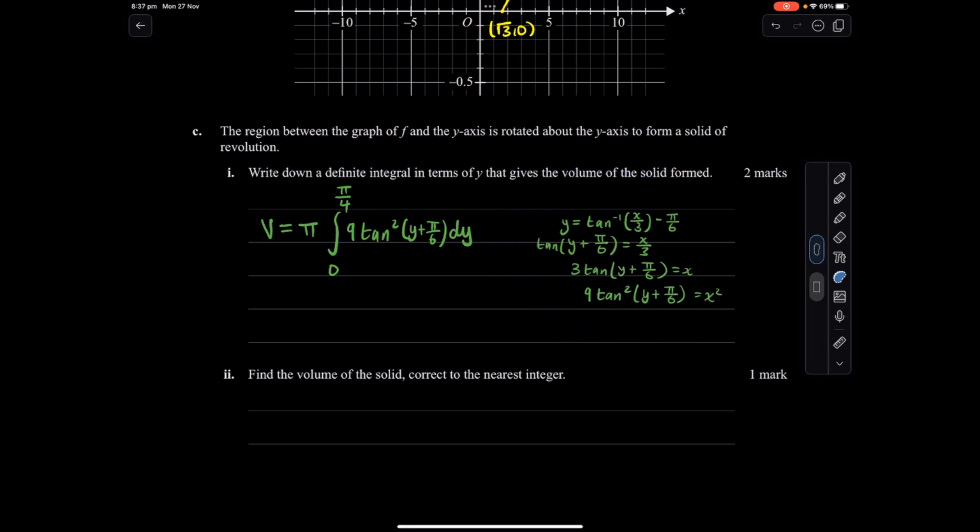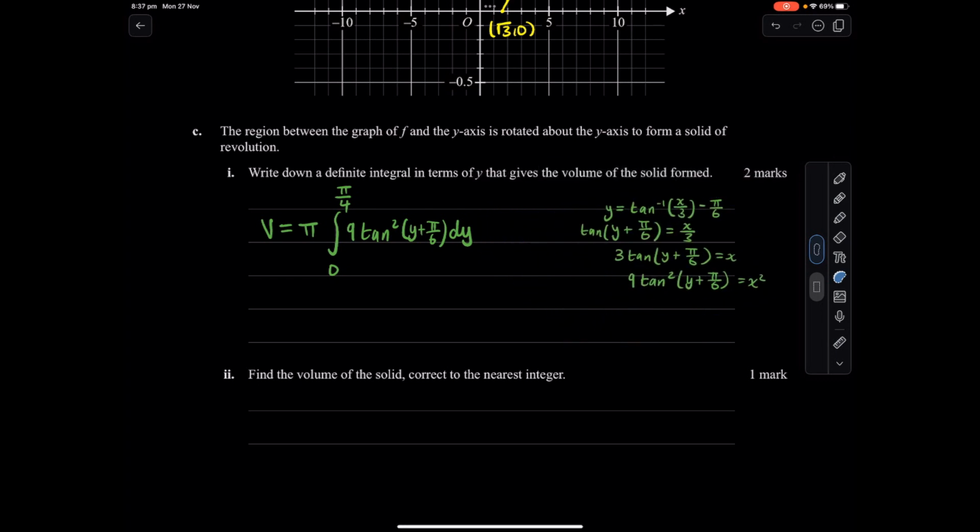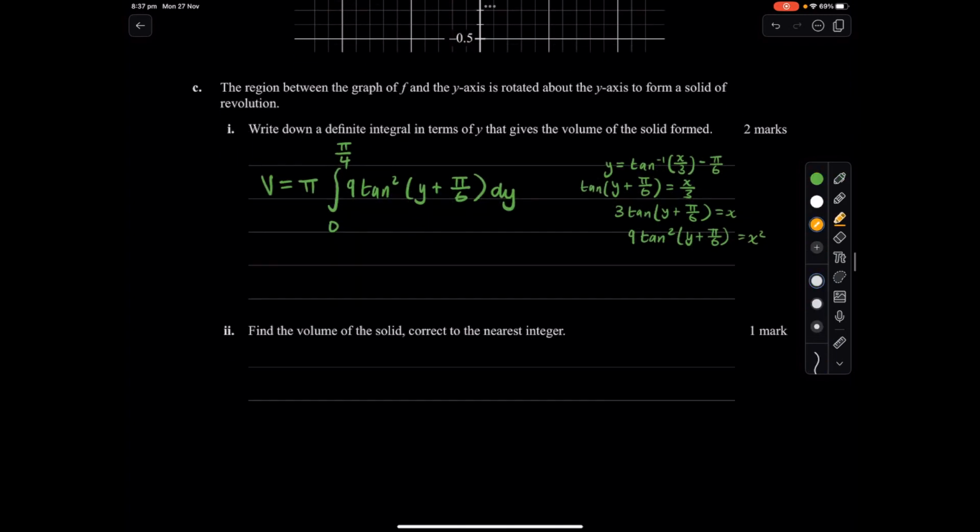So I'm just going to make this little, and I want to write it nicely actually. Y plus pi on 6, dy. So that's your final answer.